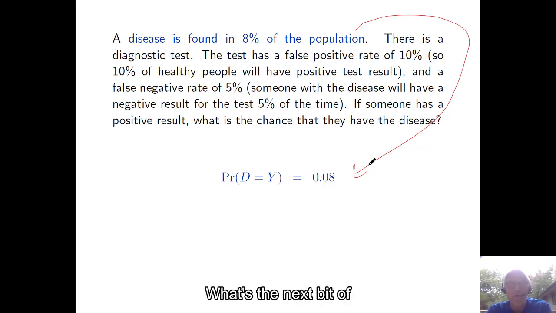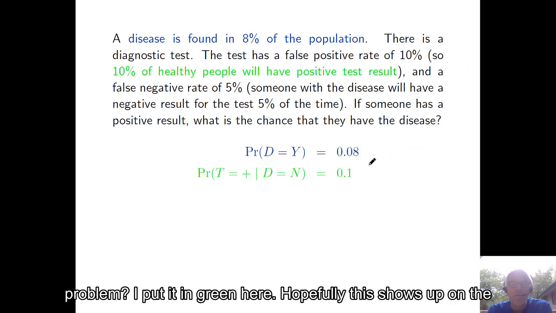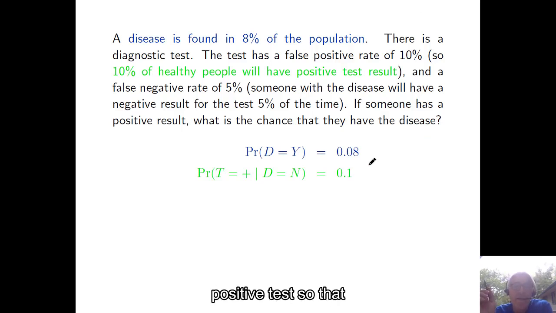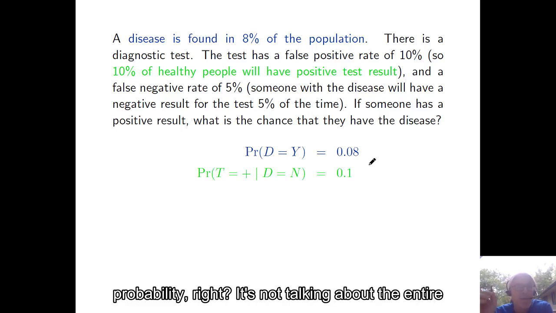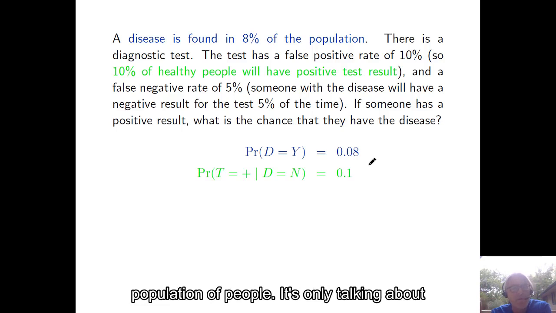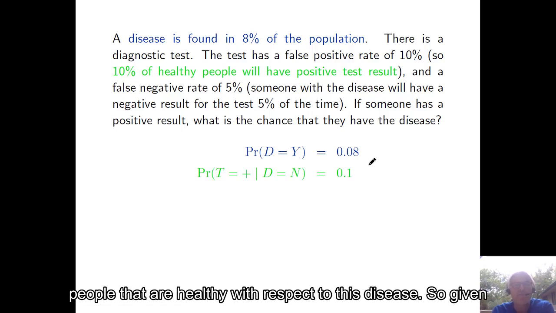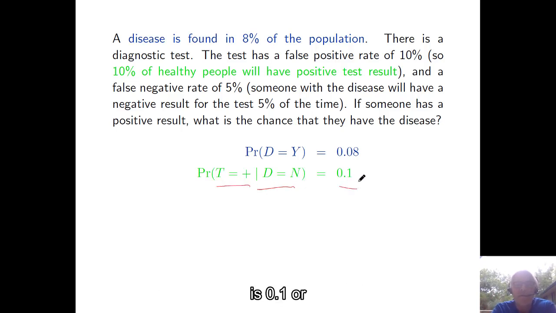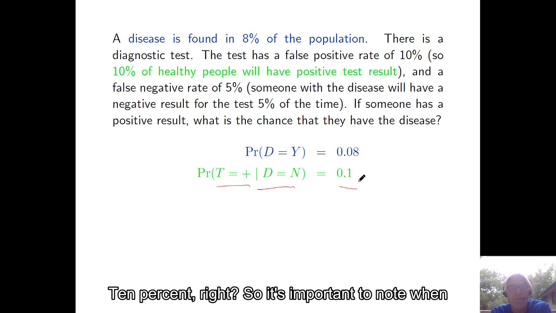All right, what's the next bit of information from the problem? I put it in green here. Hopefully this shows up okay on the screen. 10% of healthy people will have a positive test. So that, notice, is a conditional probability, right? It's not talking about the entire population of people. It's only talking about people that are healthy with respect to this disease. So given that their disease status is no, the probability that they test positive is 0.1 or 10%, right?